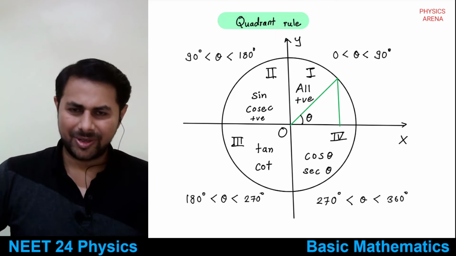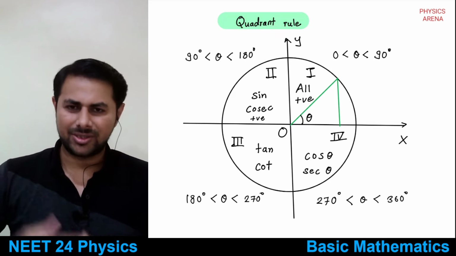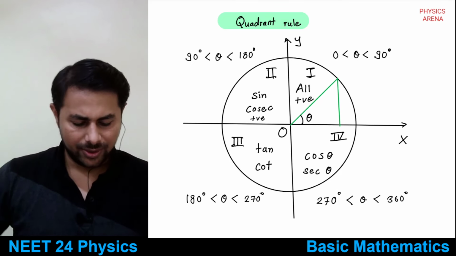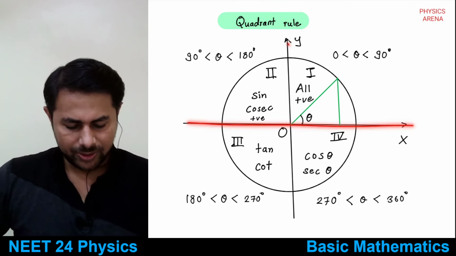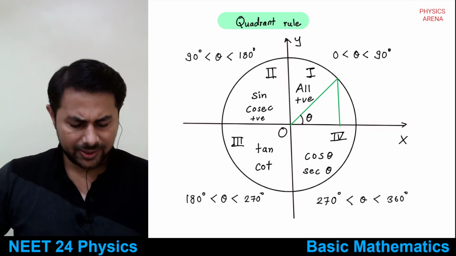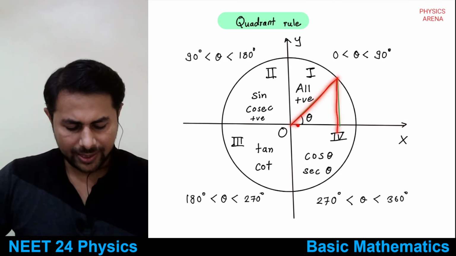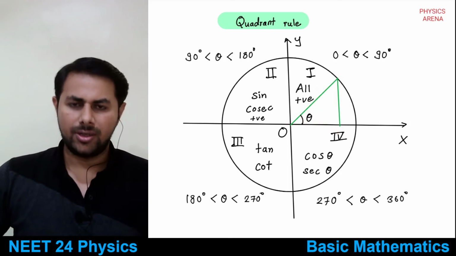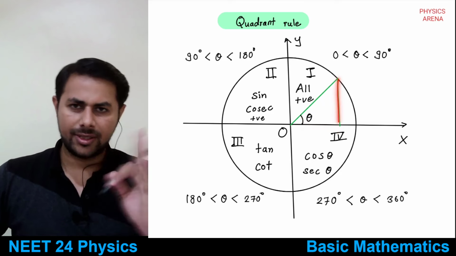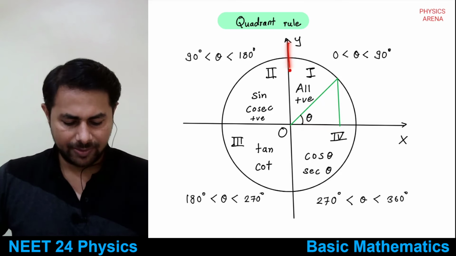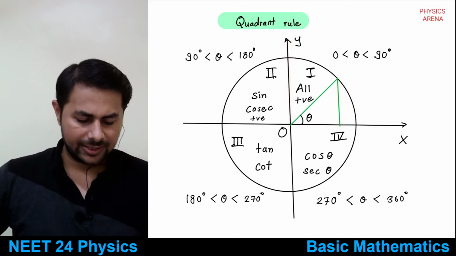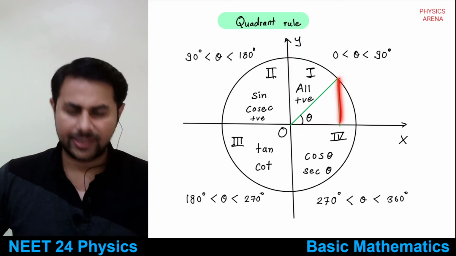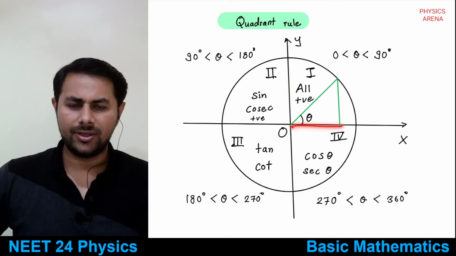Again, you need to remember that sometimes these ratios are positive, sometimes they are negative. For example, suppose this is the x-axis, this is the y-axis, this is your triangle, and this is your theta. If you take the opposite side, it is parallel to the y-axis, right? If you take the adjacent side, it's along the x-axis.